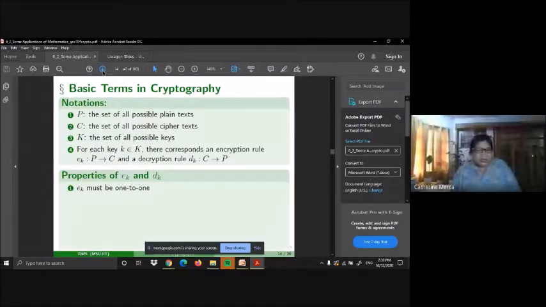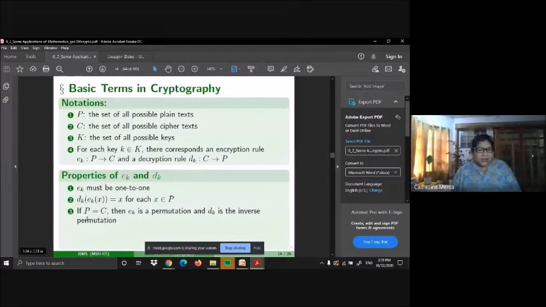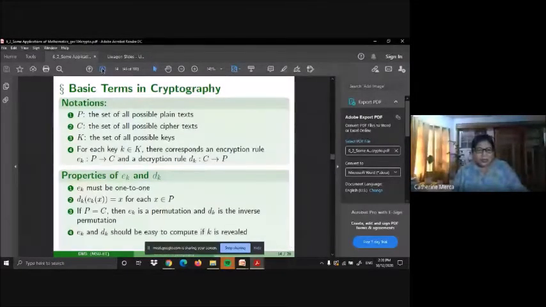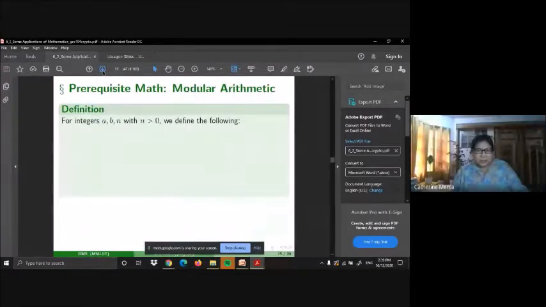So properties of E sub K and D sub K. E sub K must be 1 to 1, meaning to say the encryption rule must be 1 to 1. Then the decryption rule D sub K of E sub K of X is equal to X for each X element of P. Otherwise, dili gyapon masabtan. If P equals C, then E sub K is a permutation and D sub K is the inverse permutation. We will not deal more on this one kasi ang atin is yung basic lang, and that you would know at least yung Caesar's cipher with key of 3, which is actually a very simple form of cryptography.